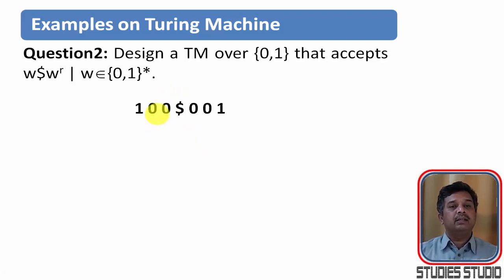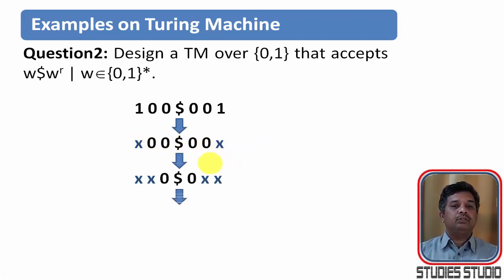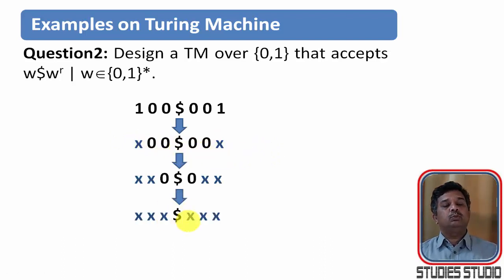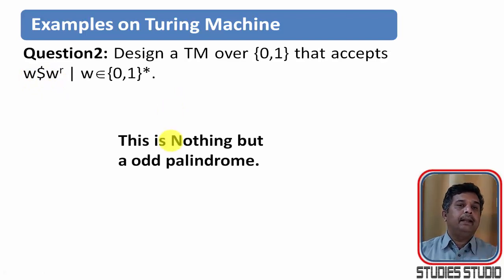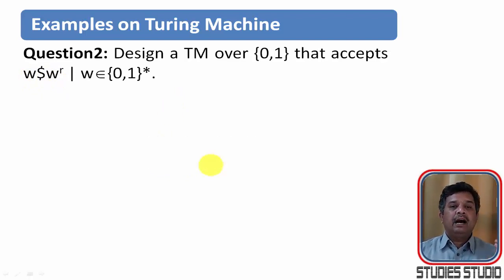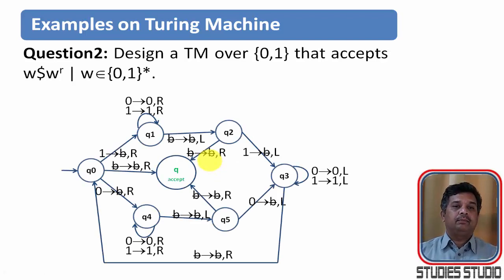Let us say the string is 100 $ 001. It means I am going to check the first and last symbol, then I am going to check the next two symbols, then I am going to check the next two symbols. In this way I am going to check it. Now you can observe that this is nothing but an odd palindrome. And already in our previous video we have seen how to do an odd palindrome.